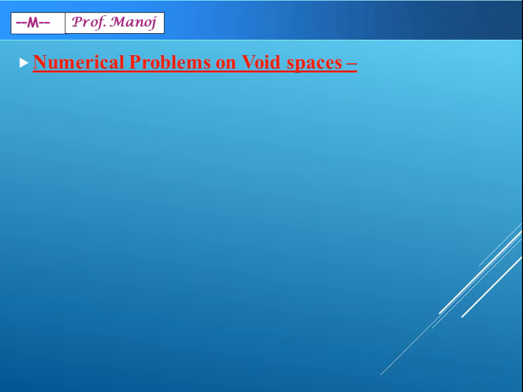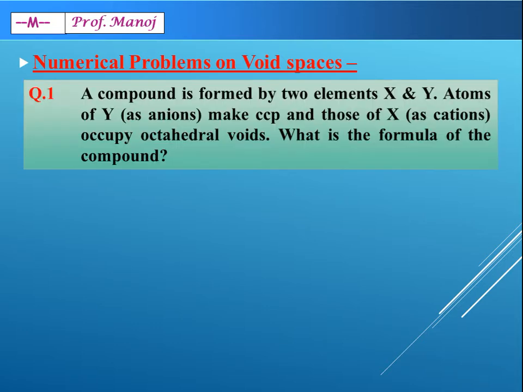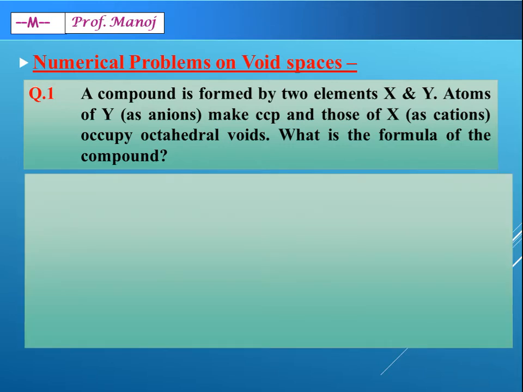Based on these void spaces and the atoms, they ask some numerical problems. We will solve here two sample problems. First, read the problem for a moment. A compound is formed by two elements X and Y. Atoms of Y, that is anions, are making CCP lattice. Atoms of X, that is cations, are occupying octahedral void. What is the formula of the compound?